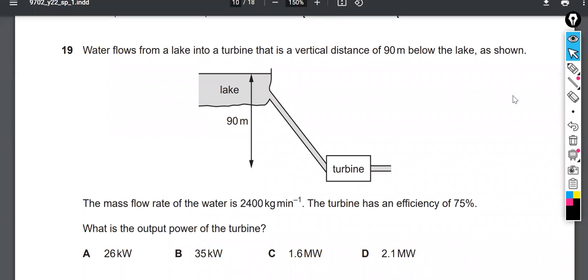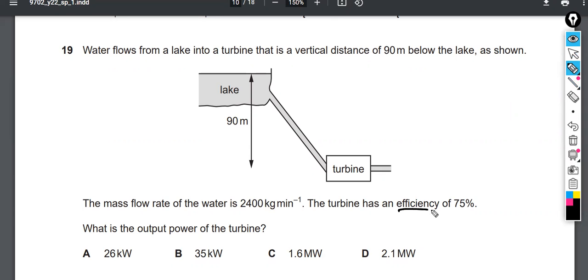This question reads, water flows from a lake into a turbine that is a vertical distance of 90 meters below the lake as shown. The mass flow rate of the water is 2,400 kilograms per minute. The turbine has an efficiency of 75%. What is the output power of the turbine?